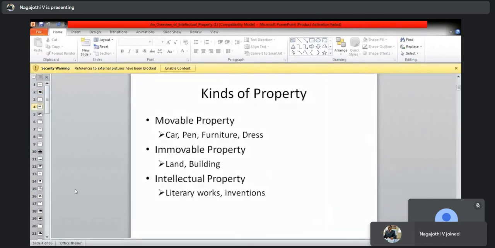Yeah. So we are going to see what are the different types of properties. Before we discuss intellectual property, let us see what are the different kinds of properties there are. Number one, movable property, immovable property, then intellectual property. We are more worried about this intellectual property, or we call it patent rights.